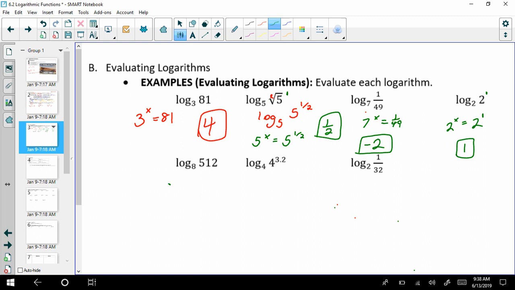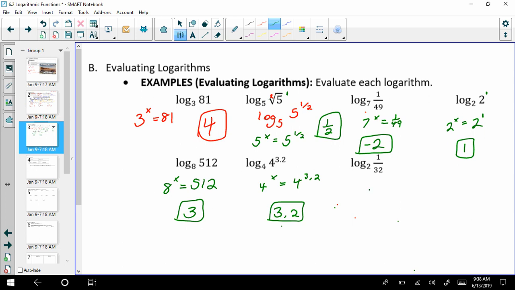Next one, 8 to what power is 512? Well, you might say, I wonder if it's 8 squared. Well, 8 squared is 64. What about 8 cubed? Yes. It turns out that 8 cubed is 512. Next one, 4 to what power is 4 to the 3.2? Well, that's easy to see. It would have to be 3.2.